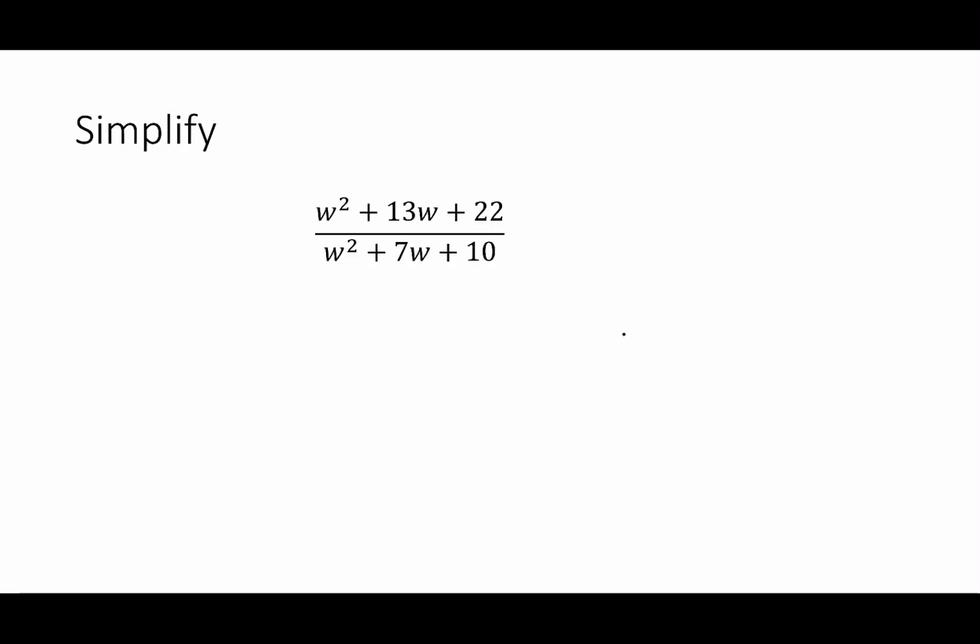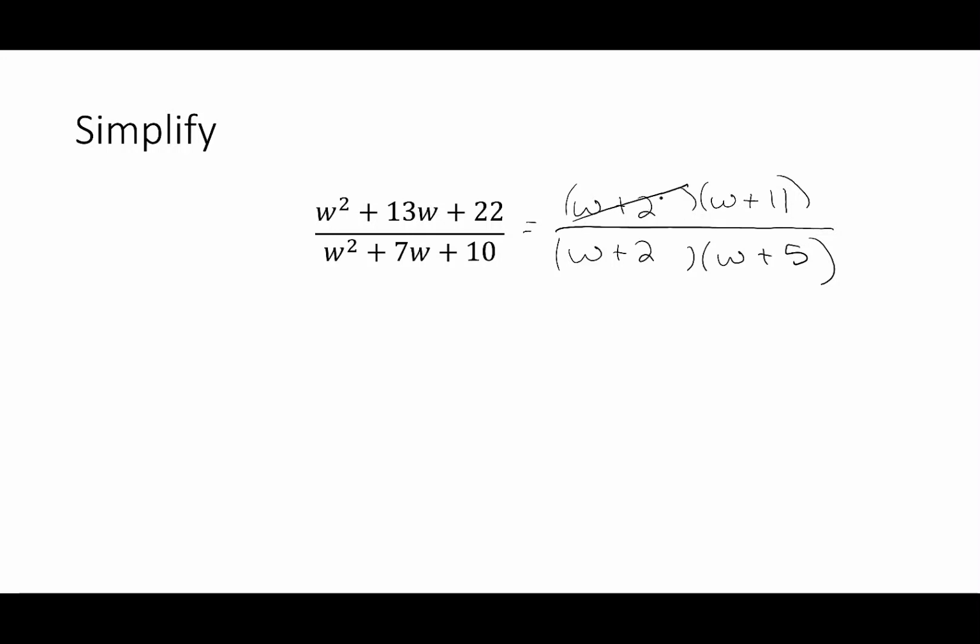Next, we have w squared plus 13w plus 22 over w squared plus 7w plus 10. We'll factor the numerator and factor the denominator. When looking at the numerator, we need factors of 22 that add up to 13. That would be 2 times 11. So I have w plus 2 and w plus 11. In the denominator, I need factors of 10 that add up to 7, which would be 2 and 5. So I have w plus 2 and w plus 5.